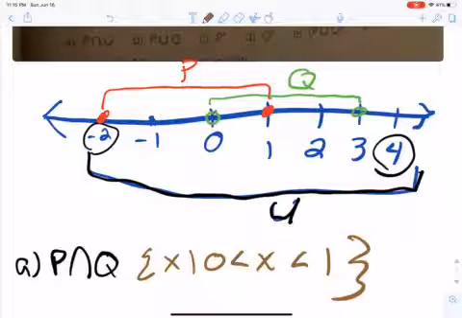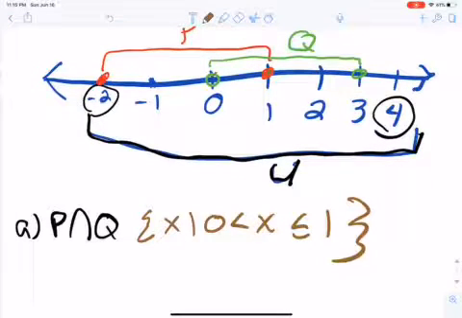The key is we have to include 1 since it is in both. You can see the green line goes over it, and the red line has the dot here. So we do include 1, but we don't include 0. So that's what we put for part A.